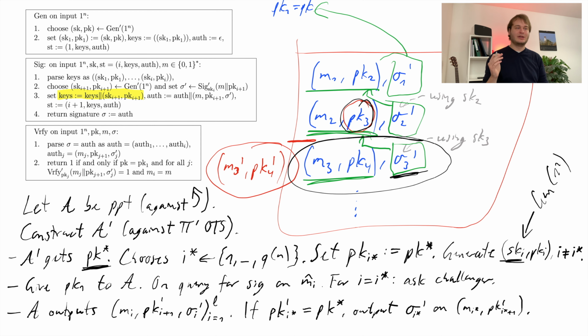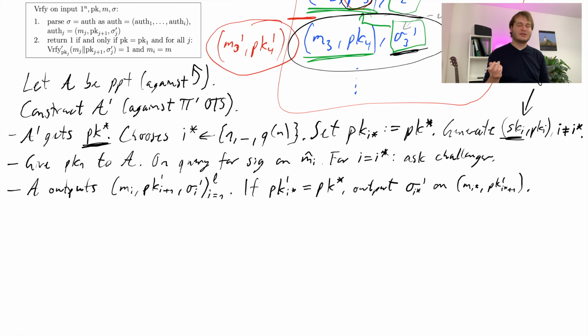However, A is not completely free in replacing all of the public keys, because there's one public key that A cannot replace, and this is pk1. Essentially, this is why in the verify algorithm, this part here is very important, because it says that in the chain that A outputs, the first public key is actually the public key that we gave it. So the chain definitely begins at pk1, and then it may also go on with pk2 and pk3. At some point it may diverge.